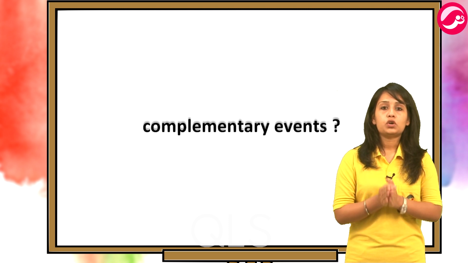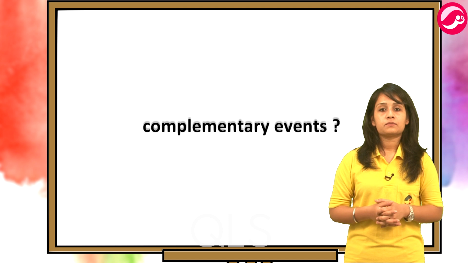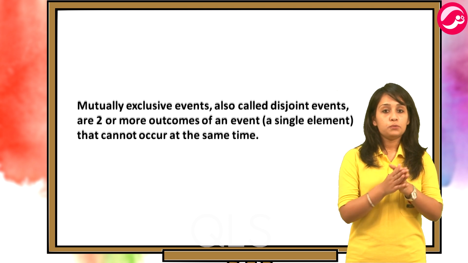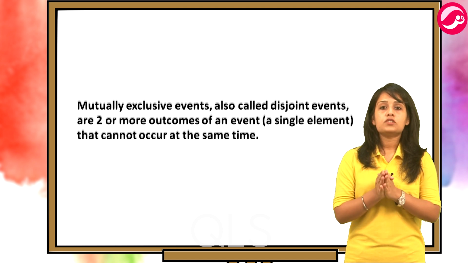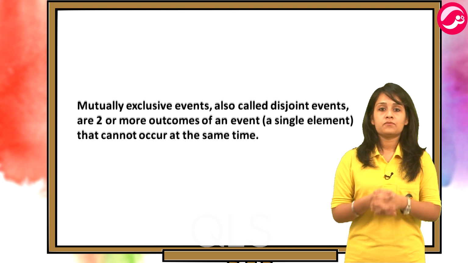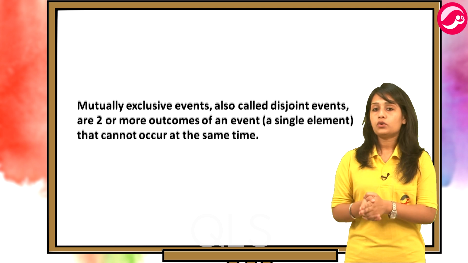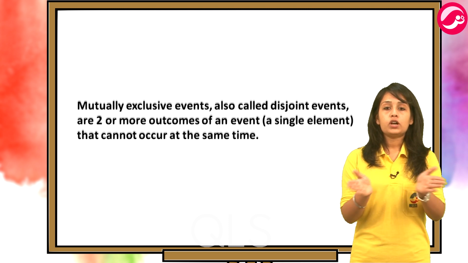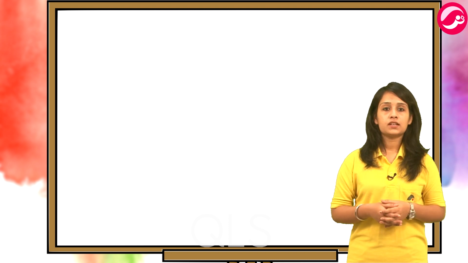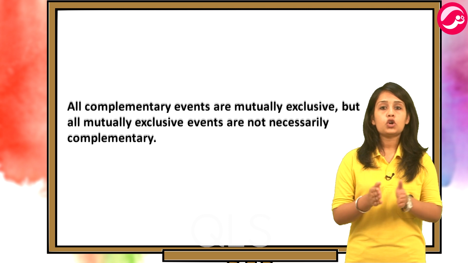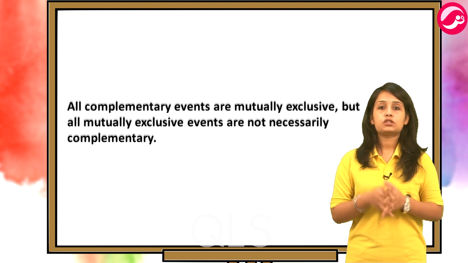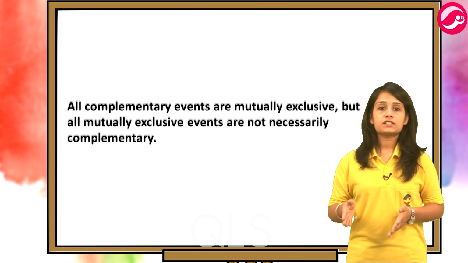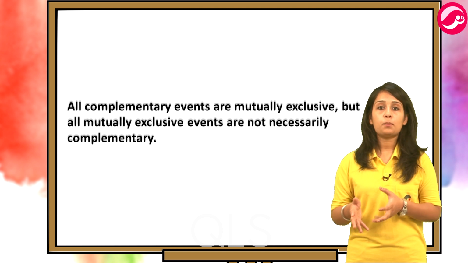Now do you remember what we learnt about complementary events? Before that, mutually exclusive events, also called disjoint events, are 2 or more outcomes of an event or a single element that cannot occur at the same time. So you must remember, all complementary events are mutually exclusive, but all mutually exclusive events are not necessarily complementary.